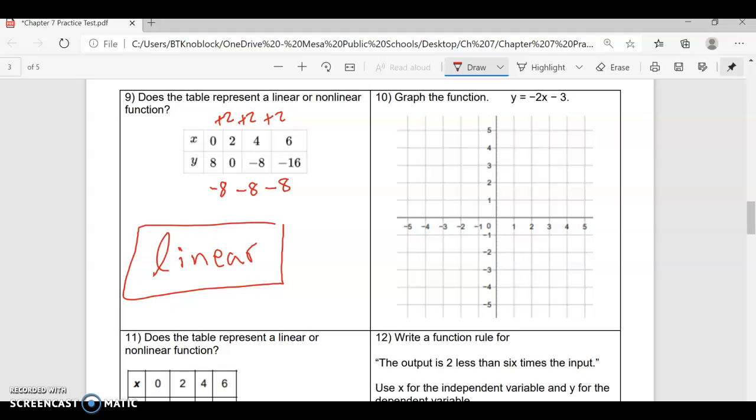Graph the function. So this one again, your m, your slope, is negative 2, so negative 2 over 1. And your y-intercept is negative 3. So I go to negative 3 on my graph. That's my y-intercept. My slope is negative 2, so I go down 2 over 1. Well, I could go up 2 and left 1. Either way, the line's going down. That's negative. So there would be my graph.